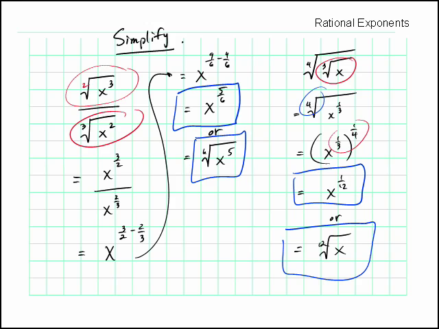And that ends our lesson on rational exponents.